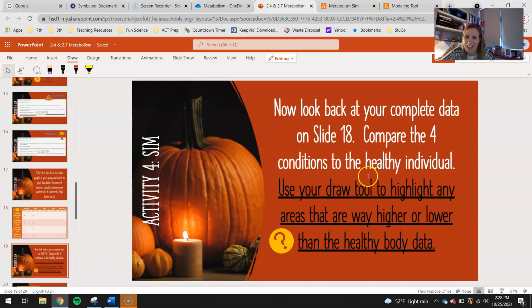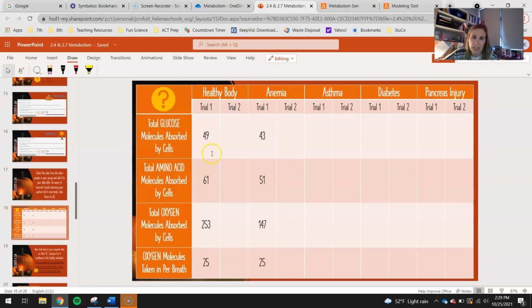Use your draw tool to highlight any areas that are way higher or way lower than the healthy body data. So I wanted to collect some anemia data so I could show this to you guys. Okay, so if I look, a healthy body is about 49 glucose molecules absorbed by the cells. In anemia, we only saw 43.